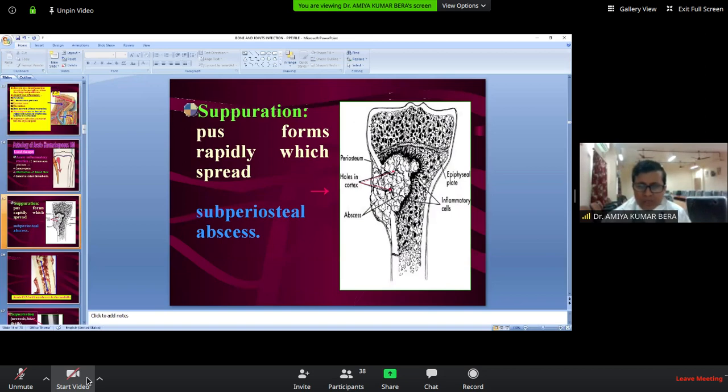Also, if the physis is intracapsular, then what happens? This pus will go to the joint. There will be septic arthritis. So, you can understand what happens in case of infection.